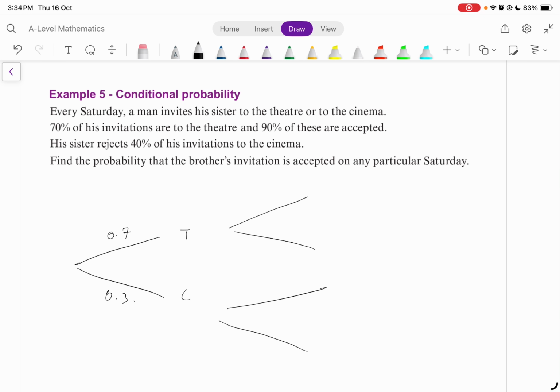0.3. Then what is the second round? After I ask, she will accept or reject. So we are looking at accept and reject, accept and reject. So if it's theater, it's 0.9 and reject will be 0.1. Okay, remember it's 1 minus the other event. The second one, if it's 0.3, which is cinema, her reject is 0.4. So that means the accept is 0.6.